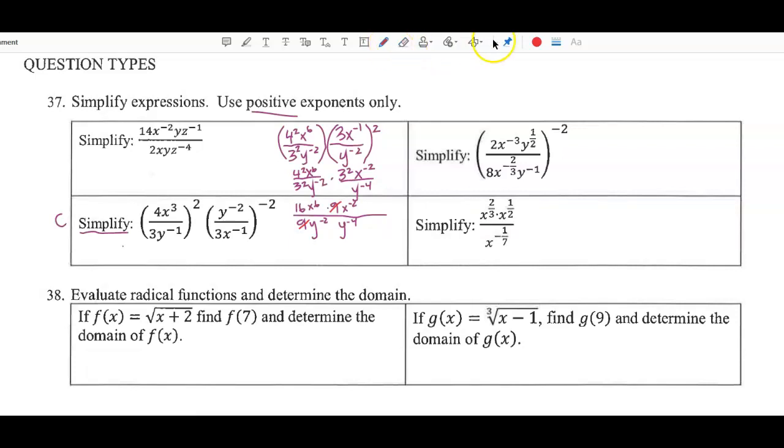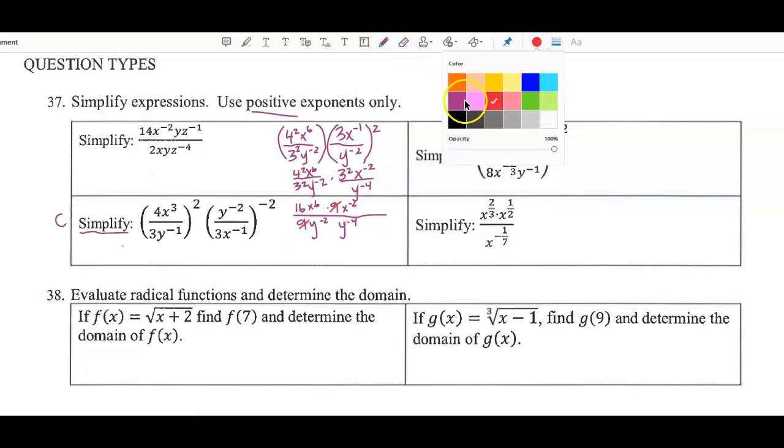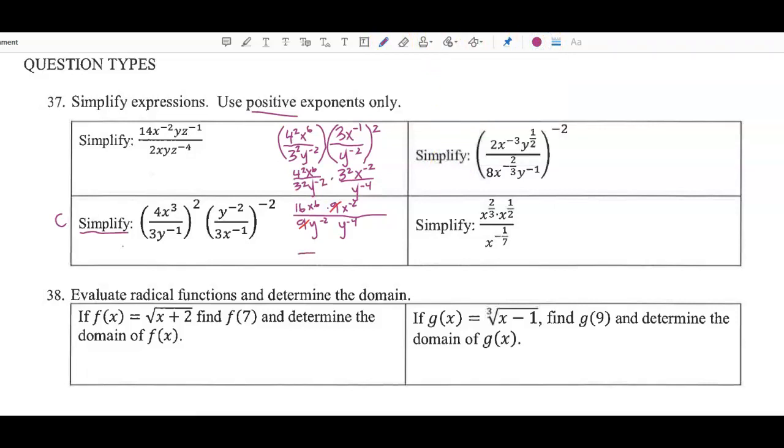And so in my next line, then down here, I'll have 16x to the 6th. I'm going to move my y to the negative 2 upstairs, so it's y squared, and the y to the negative 4 upstairs, so it's y to the 4th. And then this x to the negative 2 needs to go downstairs. And then the last thing I need to do is just get my y's together and my x's together.